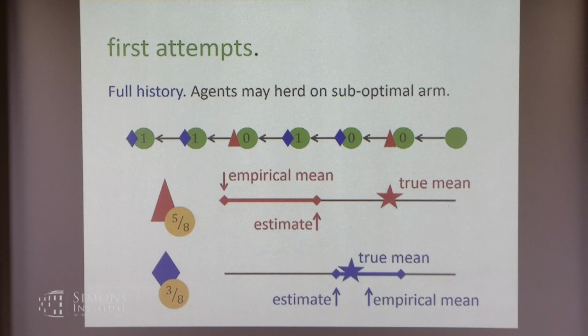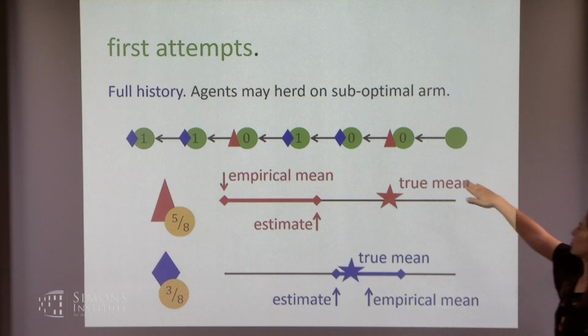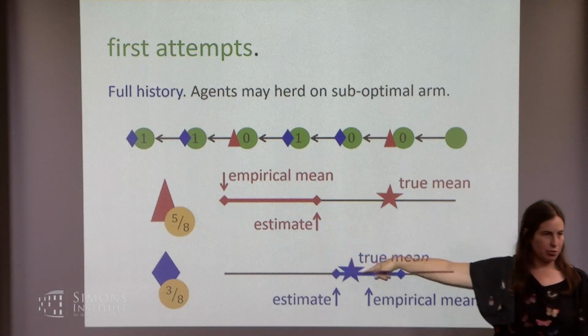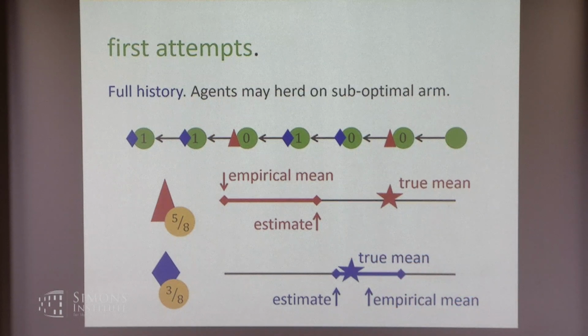And thereafter, everybody's going to go to the diamond. We're never going to update about the triangle. And essentially, we've herded. This is slightly different from the herding literature in economics, but it's kind of like we've herded on this suboptimal option. And so that doesn't work. You can show that you just need a constant number of bad draws to have this separation occur. And so we get a constant probability that we all end up pulling the suboptimal arm, and then we're going to have linear regret.